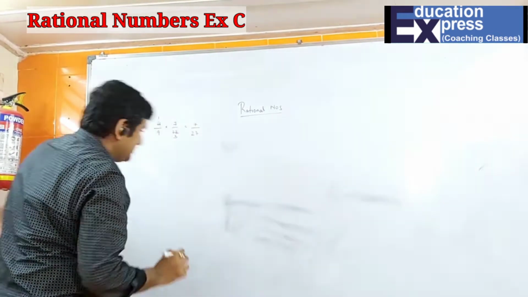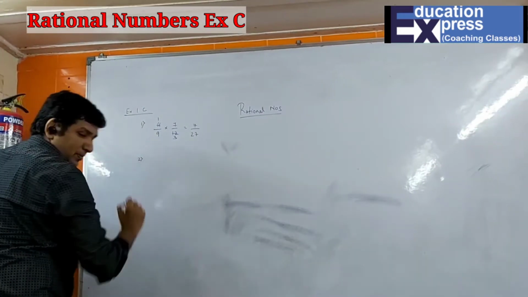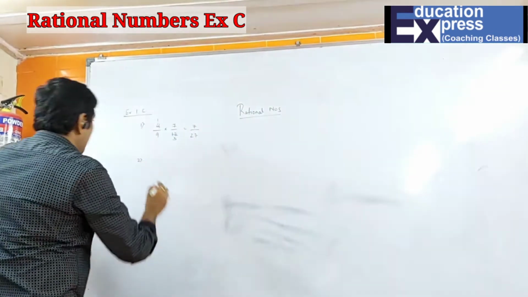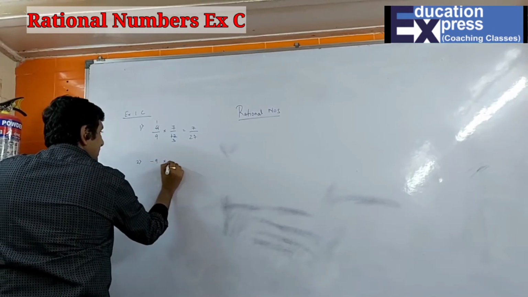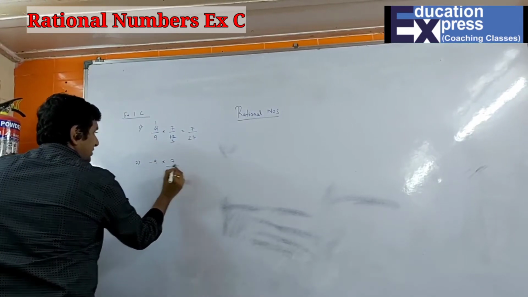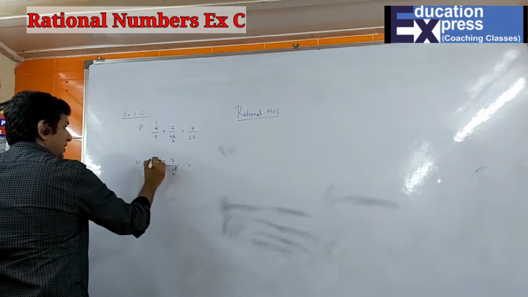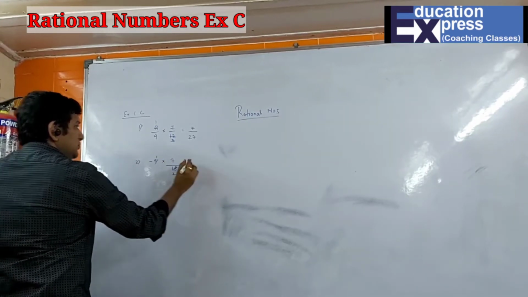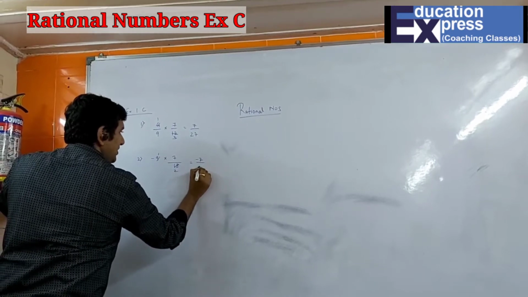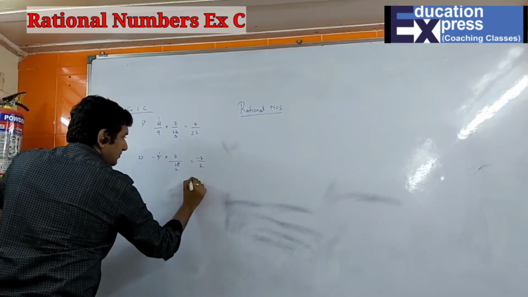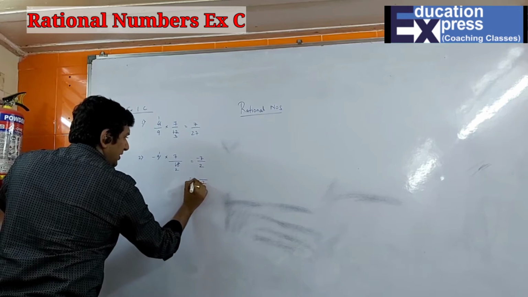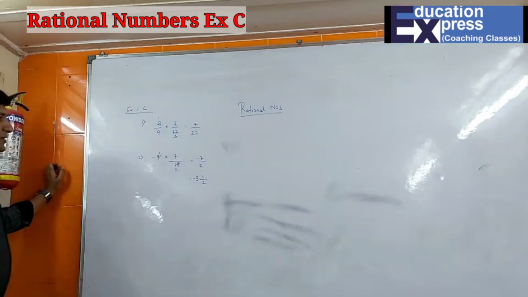Similarly, if I go to the second sum, it is -9 into 7 upon 18. So 9 ones are 9, 9 twos are 18. So what is left? 9 ones are there. So 7 into -1, minus 7 upon 2. It's an improper fraction, so you can convert this, and the answer is minus 3, 1 upon 2.